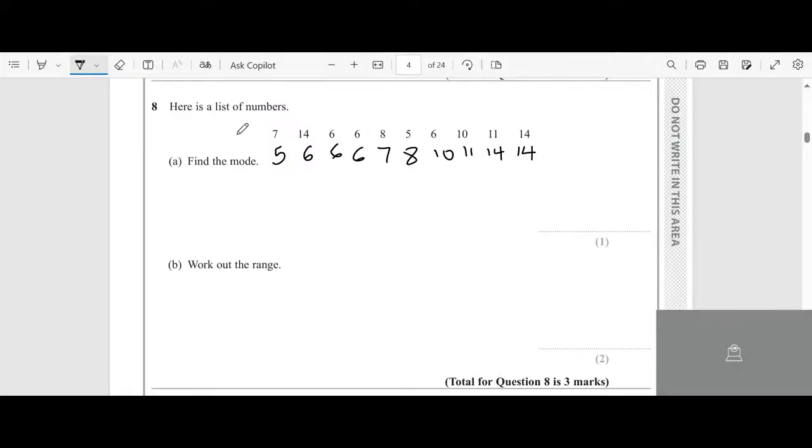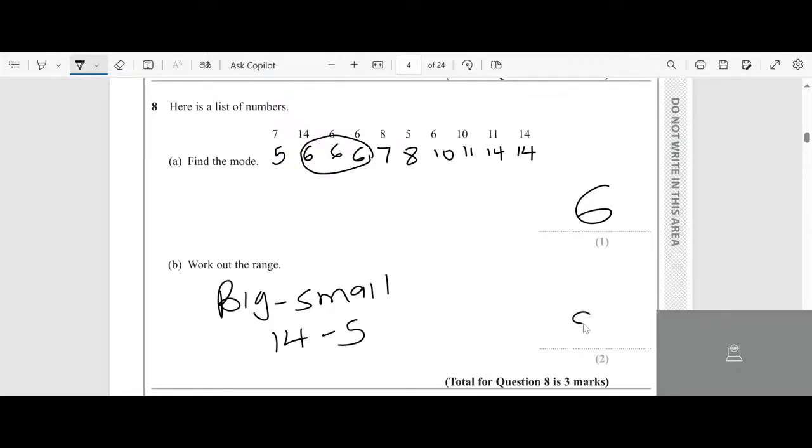So they are told to find the mode. What's the meaning of mode? Which number is repeating itself most of the time? Which number is highly seen? We see that the number that is highly repeating itself is 6, since it's repeating thrice. Then work out the range. To find the range, you just take the big number and subtract the small number. So the biggest number here is 14 minus 5, and the answer here is 9. That is how we were supposed to be doing it.